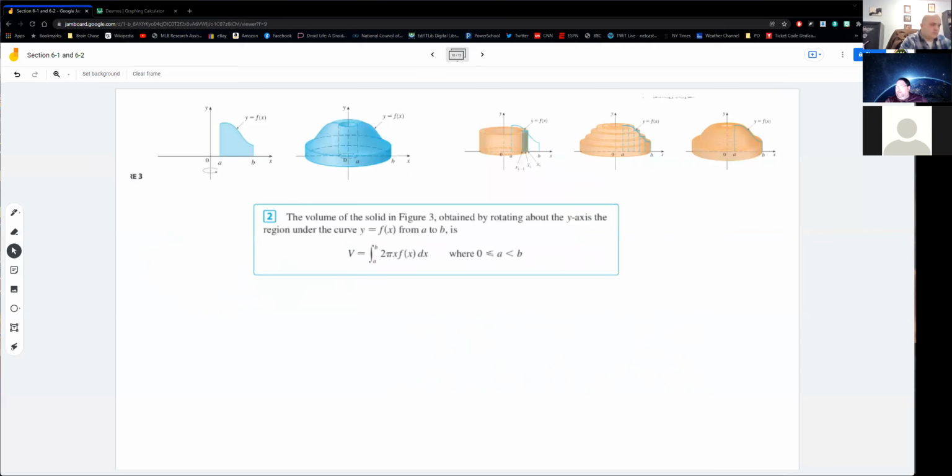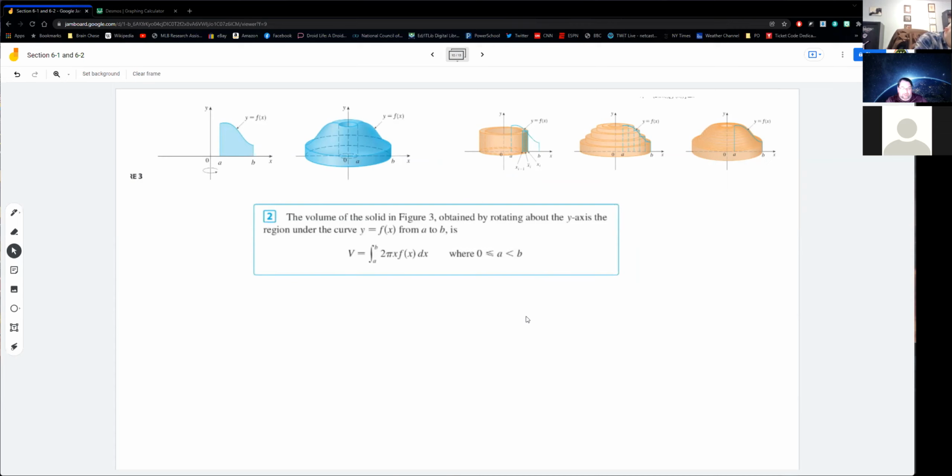So in the cylinder method, we're basically making cylinders. We're going to cut the shape up into a bunch of cylinders to find the volume. Now, when we're looking at cylinders, we don't have this necessarily area anymore. We actually have volume.